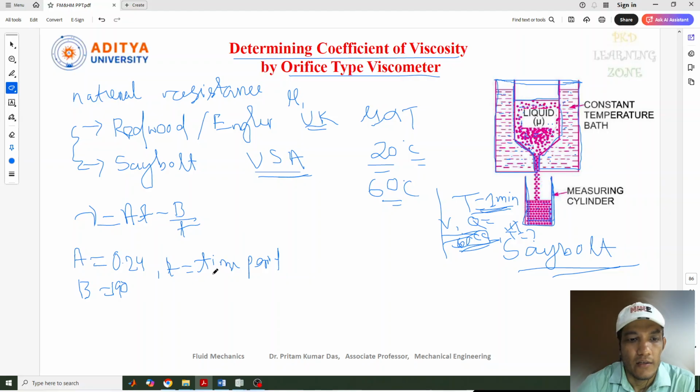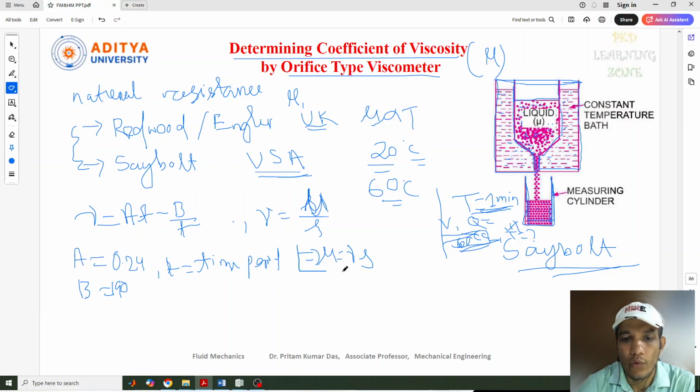Here the kinematic viscosity is given, whereas the coefficient of viscosity is mu. Kinematic viscosity is viscosity divided by density. So if you want to identify mu, we can write mu equal to nu into rho.